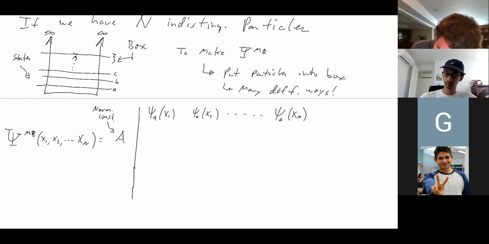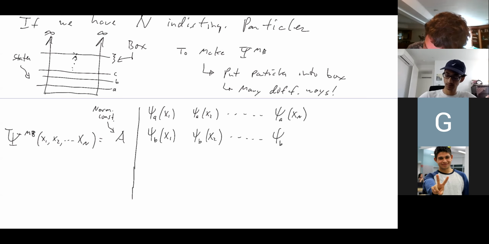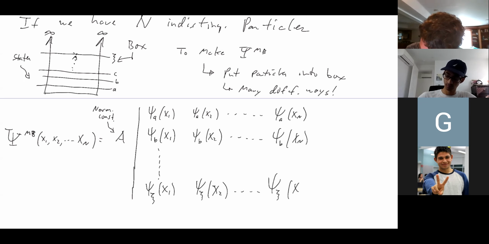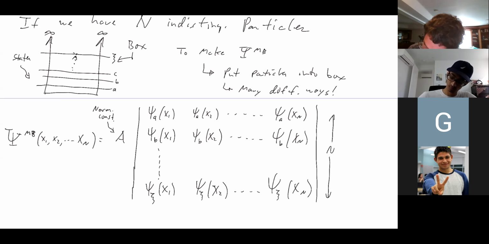And then in the next row, we look at the next state, state B, of particle 1, of particle 2, and state B of particle n. And then we go all the way down to the very final state that's occupied, Xi, some arbitrary state, of particle 1, Xi of particle 2, and state Xi of particle n. And this is a determinant. It's an n by n determinant.